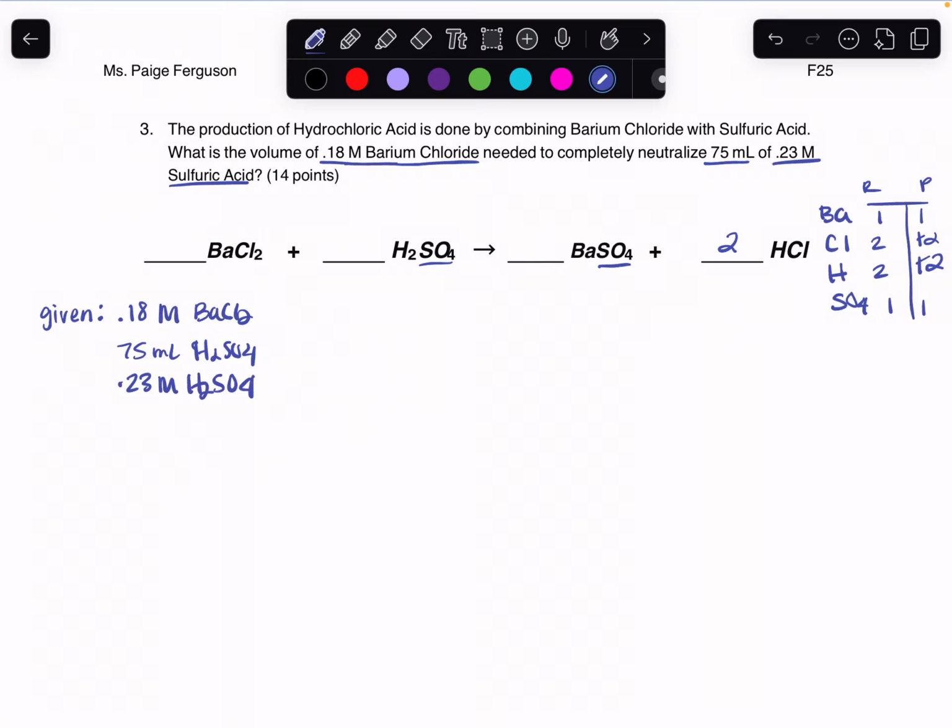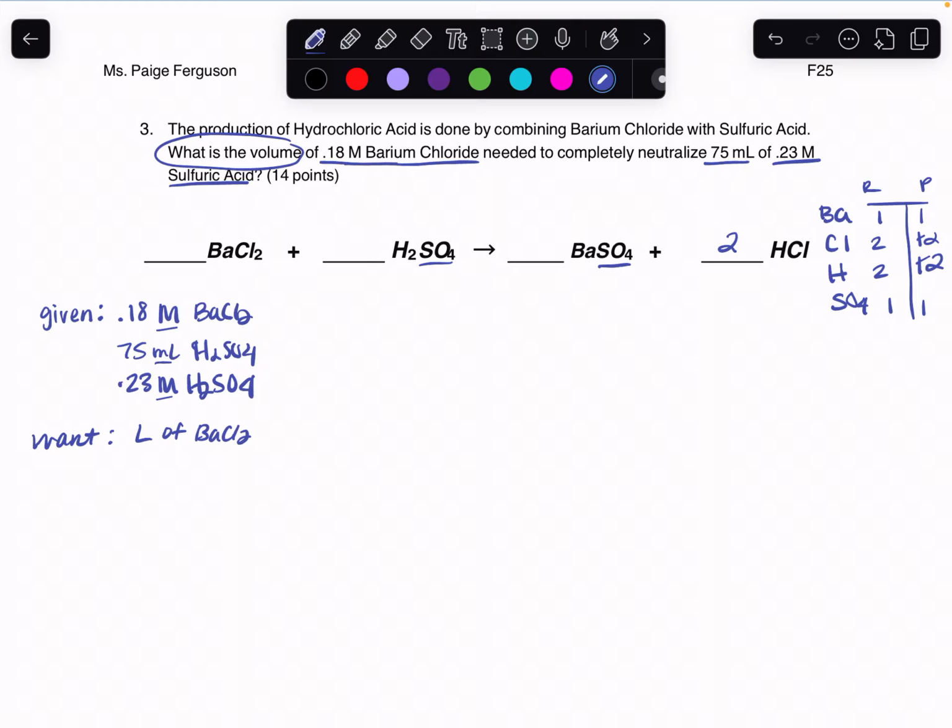All right, so since I have two molarities, I'm not looking for molarity in this. I've got my molarities. But the question is, what is the volume? I already have a volume of H2SO4. So what they really want is the volume, in liters, of barium chloride. Nice. So that's the direction we are heading.